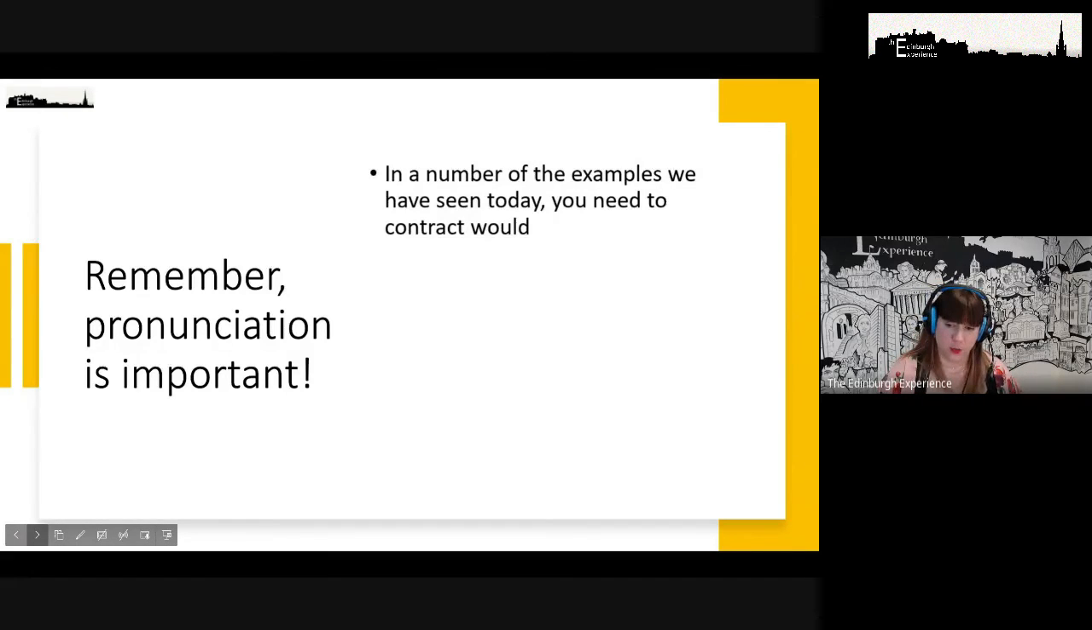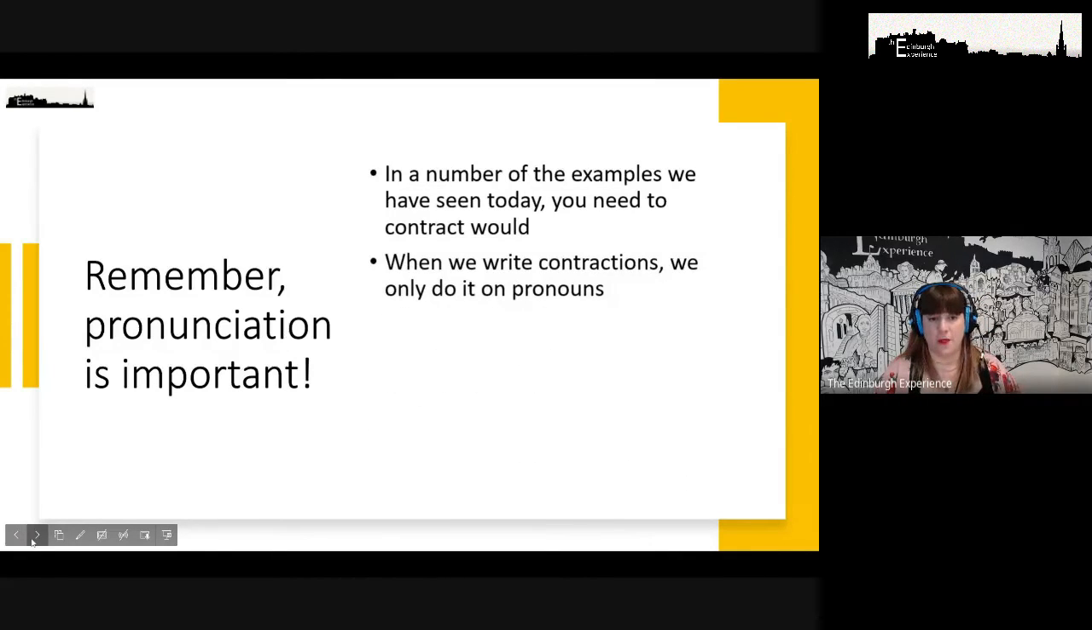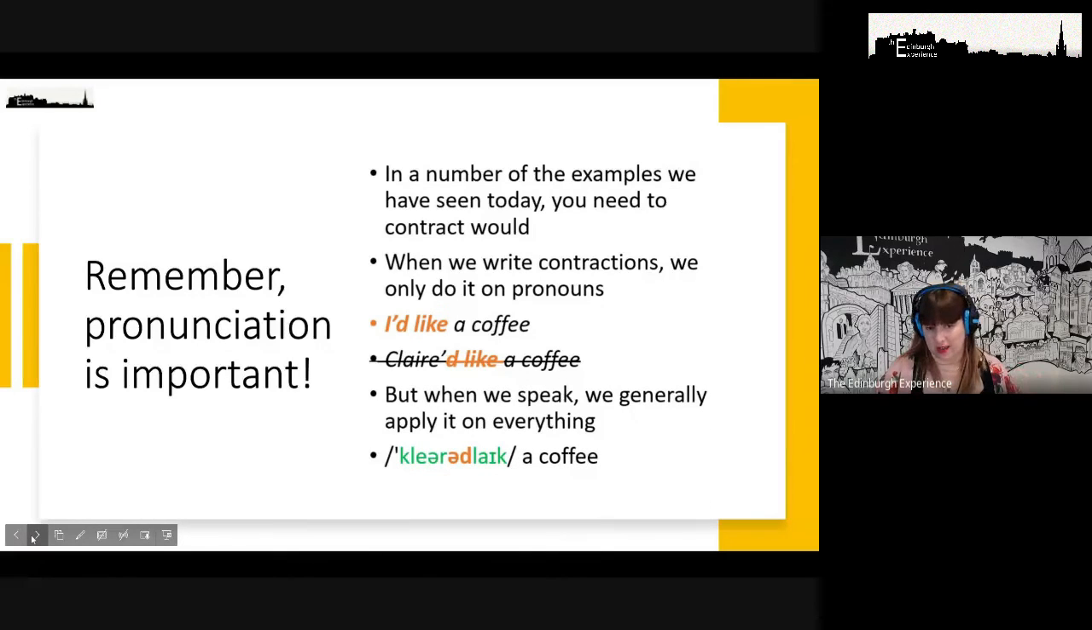So in a number of the examples we've seen today, you still need to contract would, okay? Remember that when we are writing a contraction, we only apply it to pronouns. So it would look like this. I would never write that, yeah? Because it looks horrible, right? So I would never write Claire would like a coffee. But do remember that when we're speaking, we make those contractions on everything, not just our pronouns. So I would say, Claire would like a coffee, okay? Claire would like a coffee, making that block of sound.